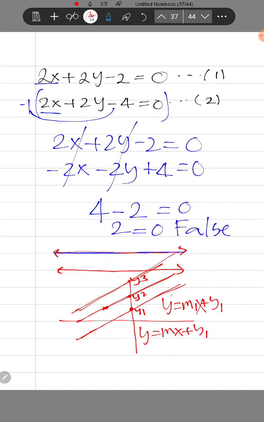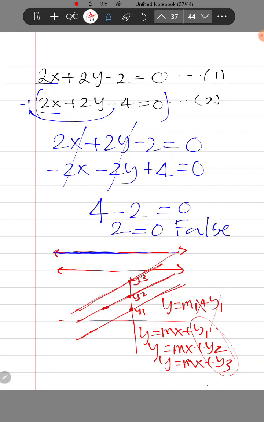Second one, y is equal to mx plus b2. Third one, y is equal to mx plus b3, whatever. The difference is only the y-intercept. They have the same slope. So these parallel graphs will never intersect each other.